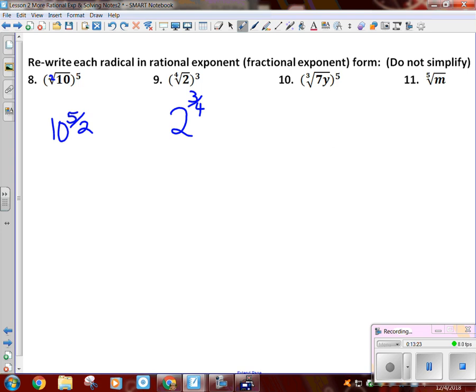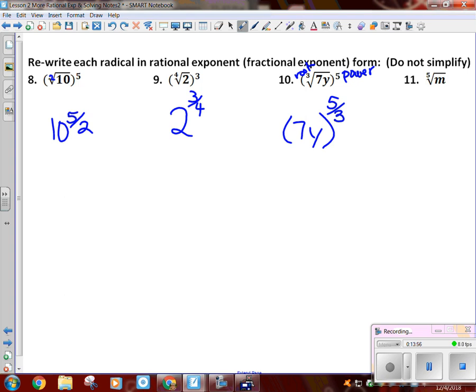Is the 7 or the y or both being raised to that power? Well, they're both underneath the bar, right? So they're both included. So it's probably going to have to be 7 and y with parentheses, because you have to show that they're both involved. Now, is it going to be 5 over 3 or 3 over 5? 5 over 3. 5th power over 3rd root. 5th is your power. 3 is your root. Power over root.